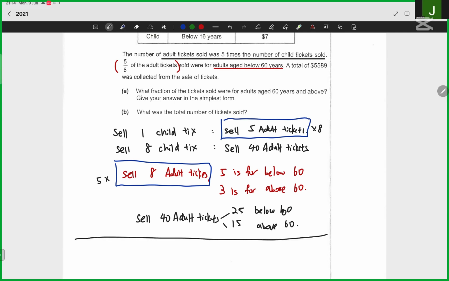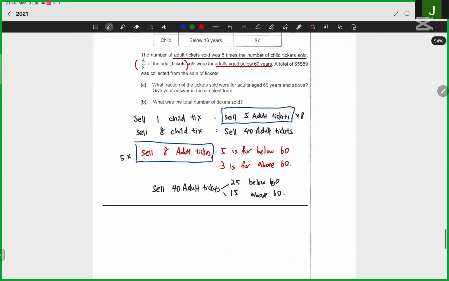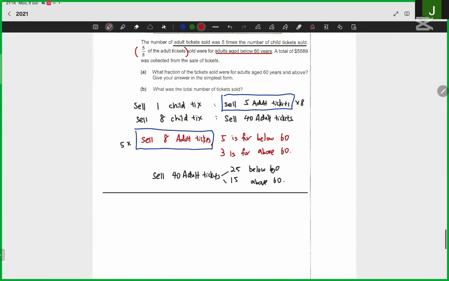Okay, now let's group them together. So one group, I must sell 8 children tickets, or 25 below 60 and 15 that is above 60. This is how my one group is going to be.